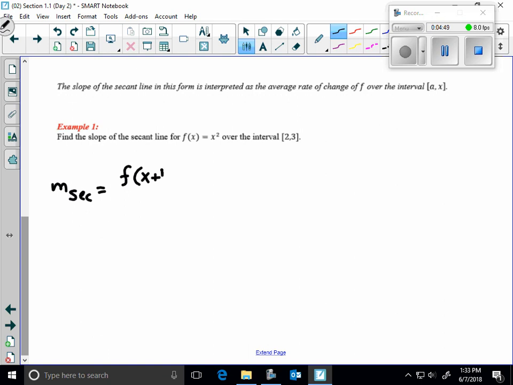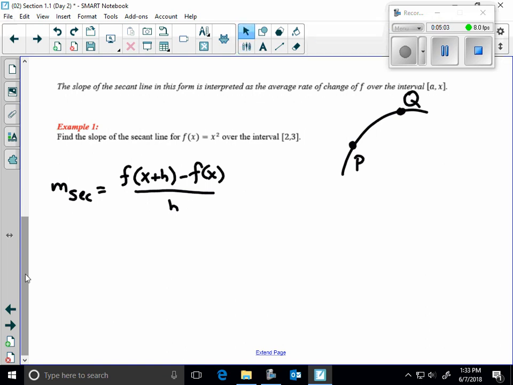So the slope of the secant line is going to equal f of x plus h minus f of x all over h. Now what is h? H was the change on our graph from P to Q. H was this value. What is this value? Well, that value was f of x plus h minus f of x.